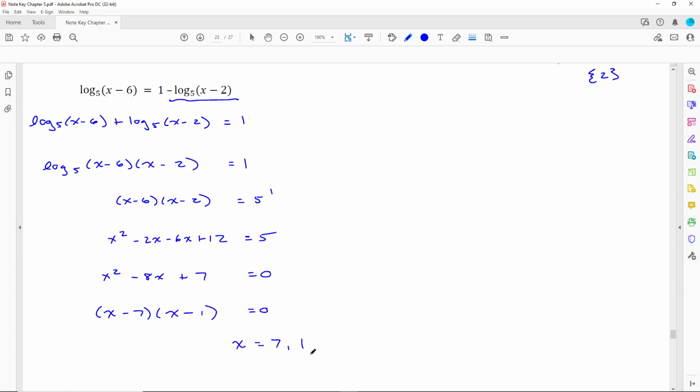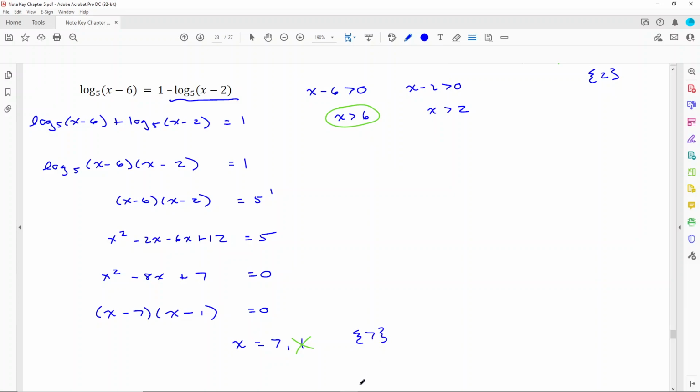Oh, I did it again. I forgot to do my restrictions. It doesn't matter when you do them. So my restrictions are x minus 6 has to be greater than 0, so x has to be greater than 6. And x minus 2 has to be greater than 0, so x has to be greater than 2. The most restrictive of those is that x has to be greater than 6, so I'm going to check my solutions against those. Since 1 is not greater than 6, I'm going to reject it, and I'm going to state that my only solution is 7.